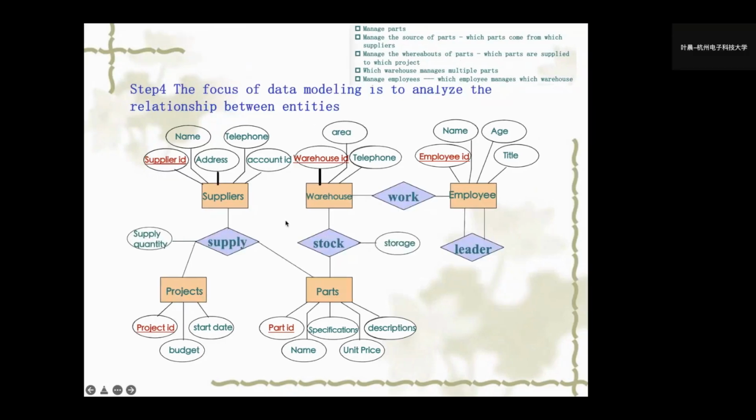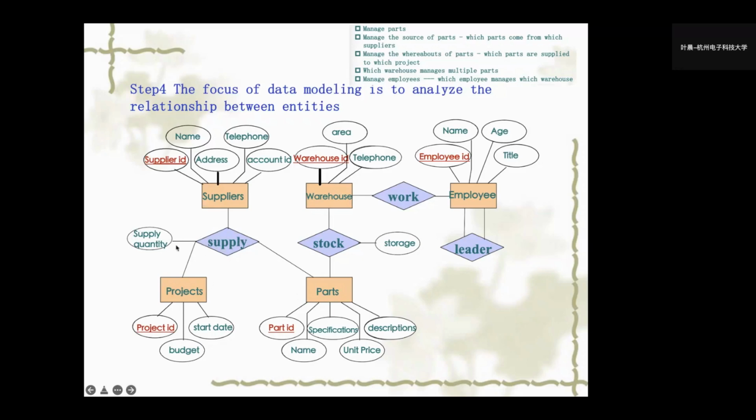After this step comes step 4. The focus of data modeling is to analyze the relationship between entities, and this is the most important step of our ER diagram modeling. In this step, we need to model the relationships between different entities. For example, I use the supply relationship as a relationship among these 3 entities: the suppliers, projects, and parts. That is because for the supply relationship, we need the information of all these 3 entities, not just 2 entities. We need all 3 to make sure there is a relationship of supply.